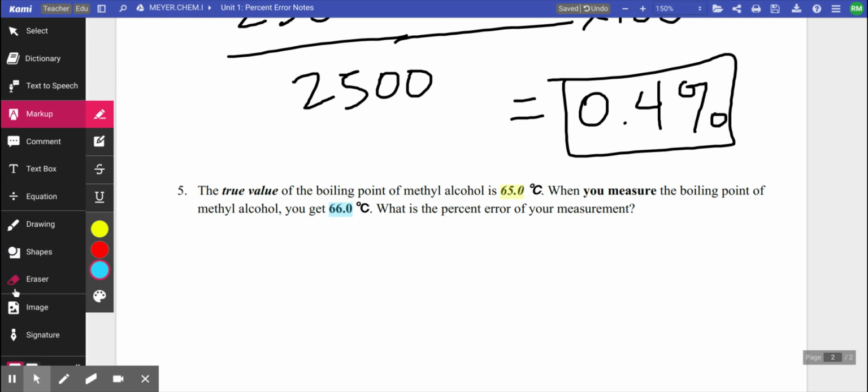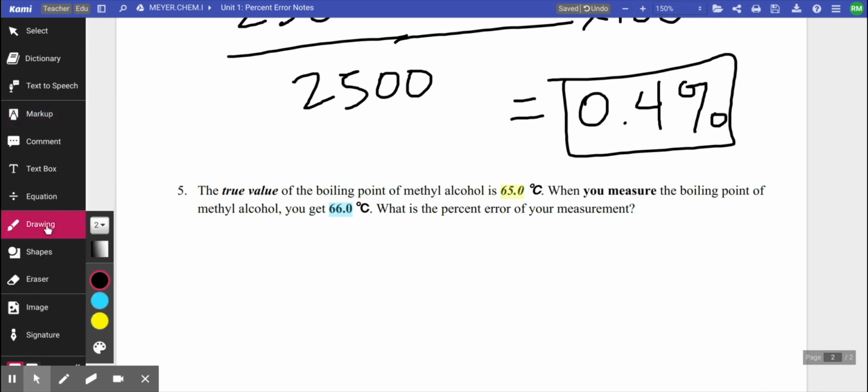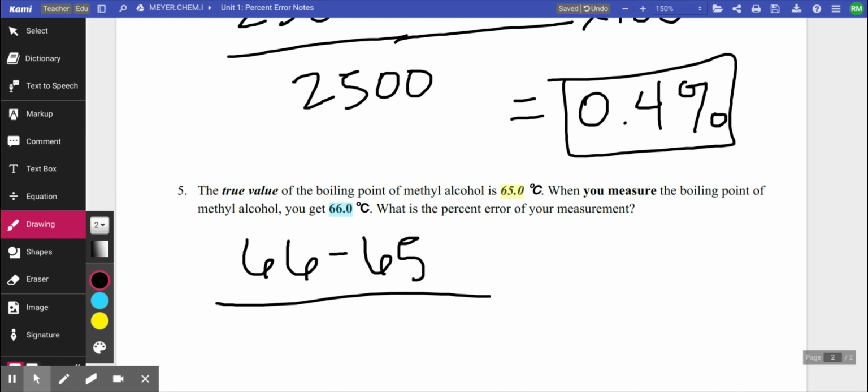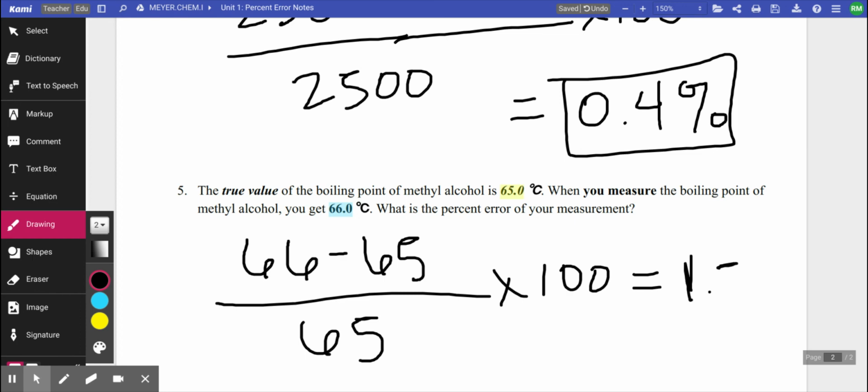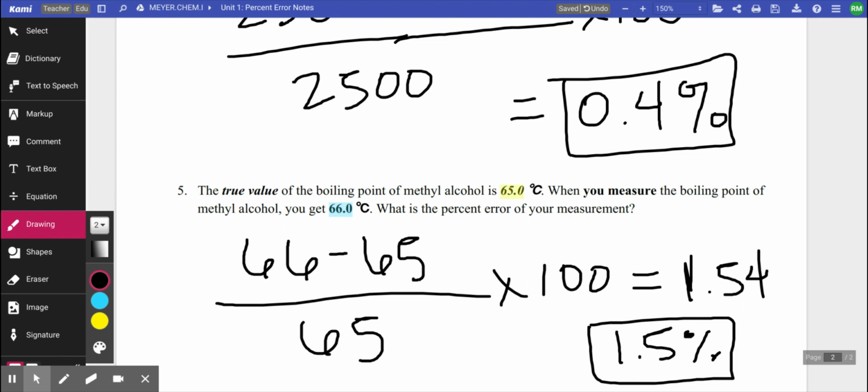So again, plug this into your equation. Okay, I am going to take 66 minus 65 because I do not want to get a negative number. Remember, it does not matter which one you subtract first as long as you always divide by the actual. So I need to divide by 65 times 100. Plug that in your calculator. You get 1.54. That rounds to 1.5%. Okay, always make sure you are labeling your numbers with a percent sign.